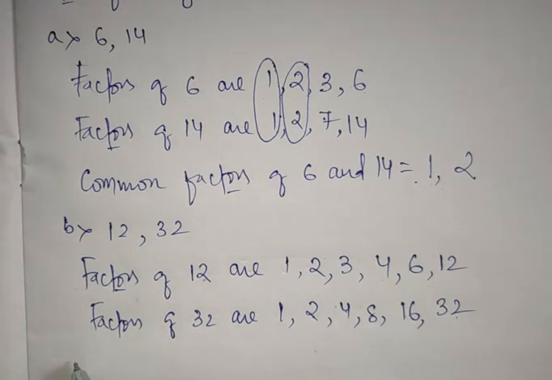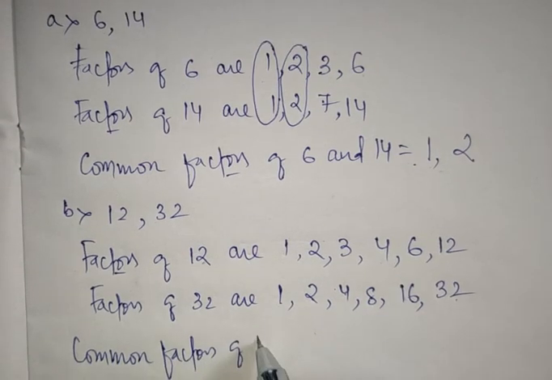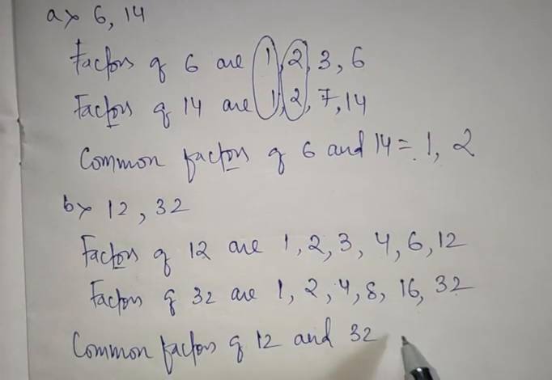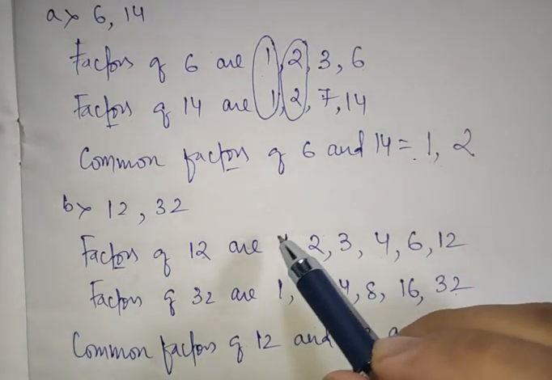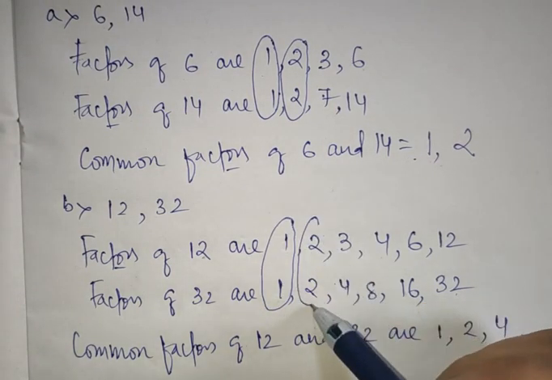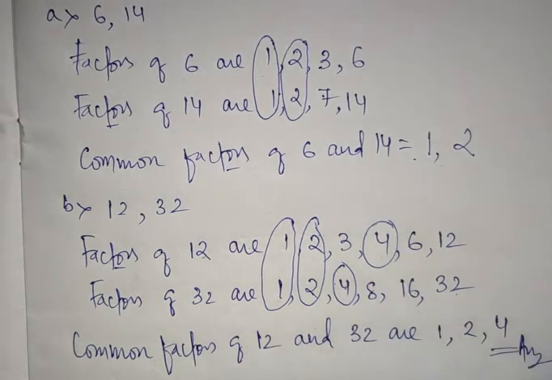So in between these two, what numbers can you see common? You'll write the common factors of 12 and 32 are 1, 2, yes, then you will write 4, then nothing else. So 1, 2 and 4 are the common factors between 12 and 32. Other numbers are not common, so you are not going to repeat the other numbers, because only 1, 2 and 4 are getting repeated here.